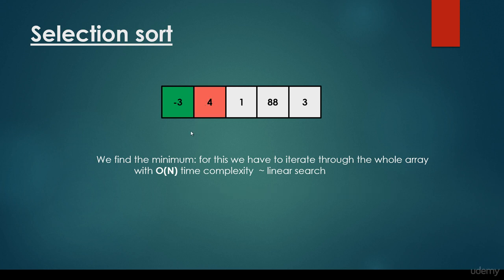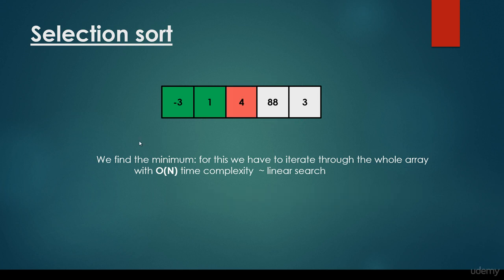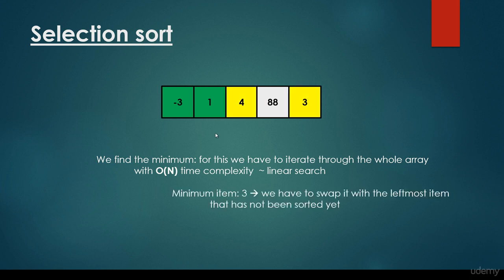So again, we find the smallest item among 4, 1, 88, 3. 1 is the smallest one, so we swap it with the 4. In this case, we will have 2 items in the sorted subarray and 3 items in the unsorted subarray. Okay, again we find the smallest one, it is 3. We swap it with the 4, okay. And in this case we have 3 items as sorted and 2 items unsorted.